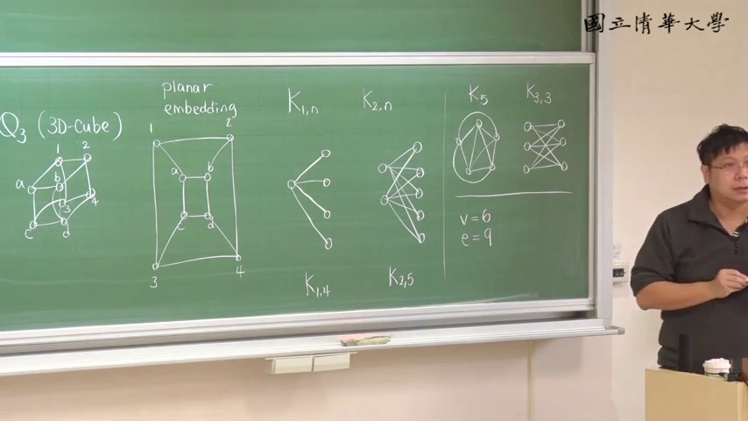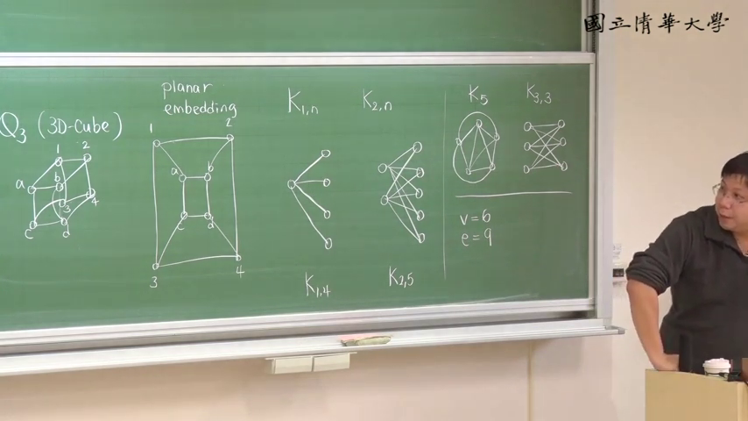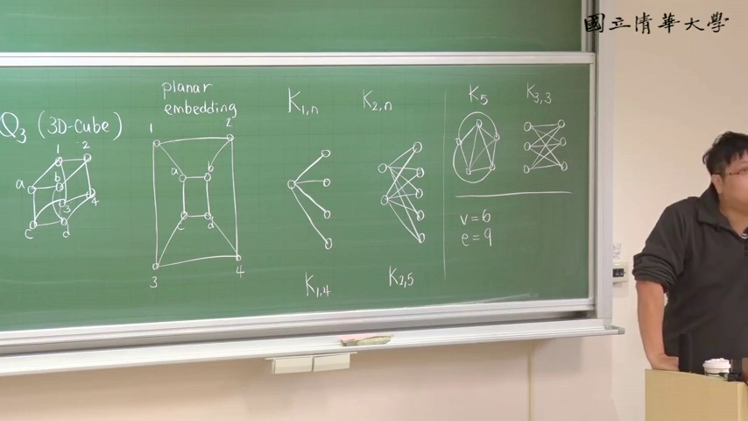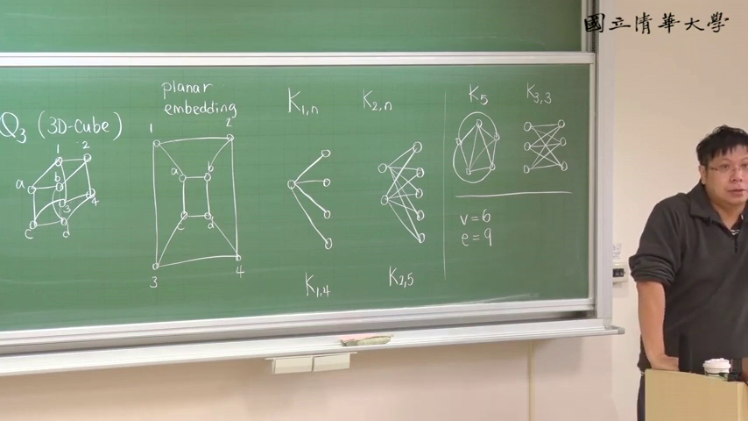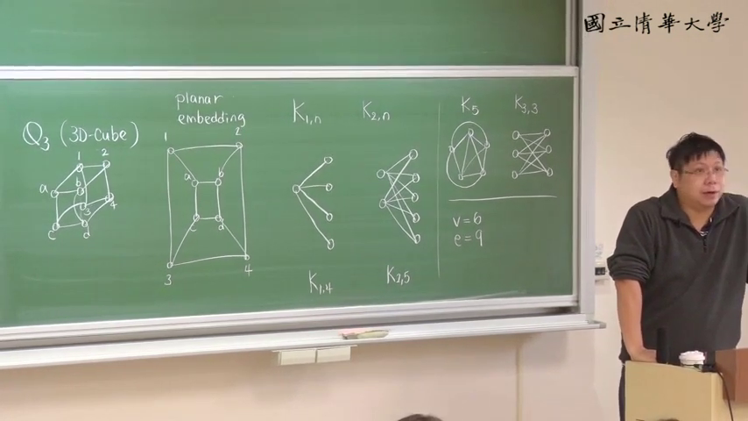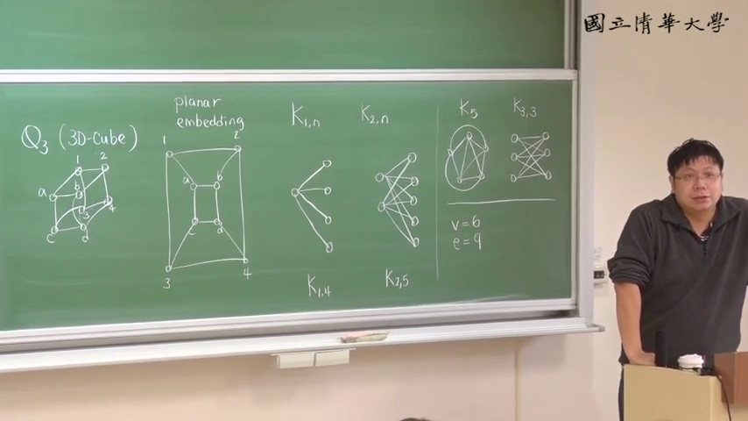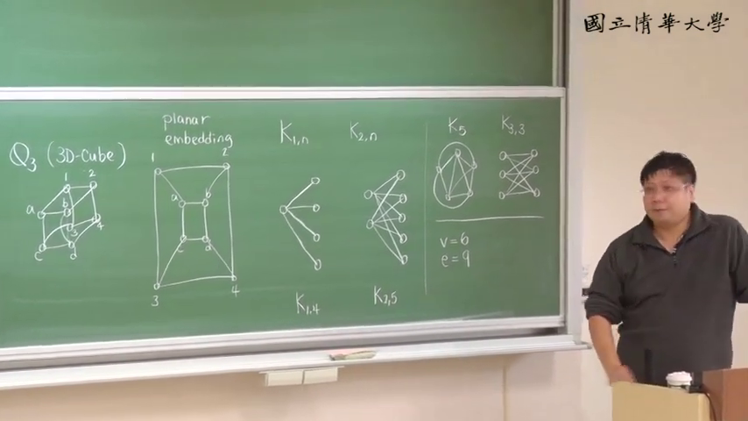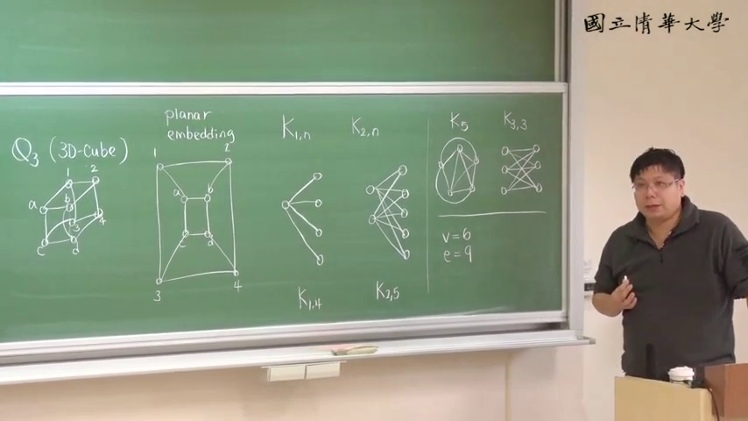There are 9 edges. Well, if you plug in the formula, the number of edges, 9, is less than or equal to 3 times 6 minus 6. 3 times 6 minus 6 is equal to 12. So it is true. So what does it mean? It means that the theorem is not powerful enough to show that this is not planar.